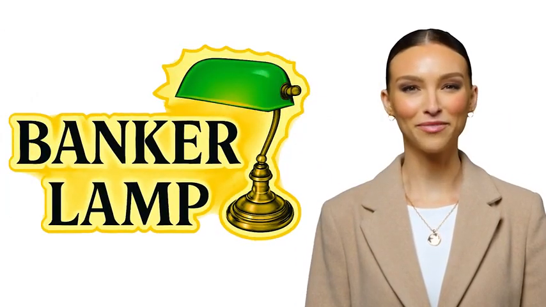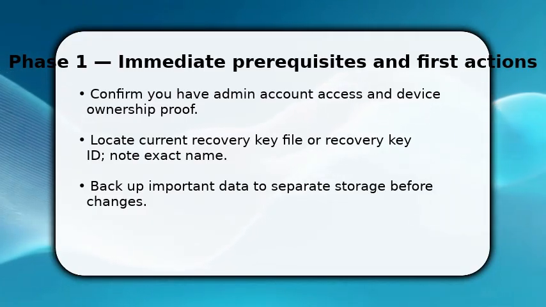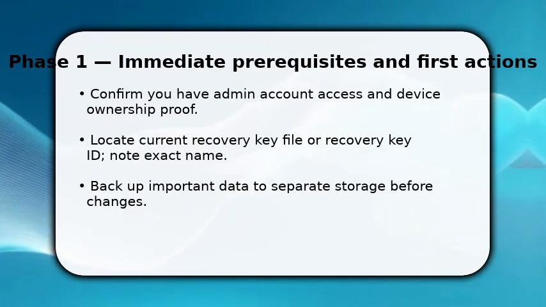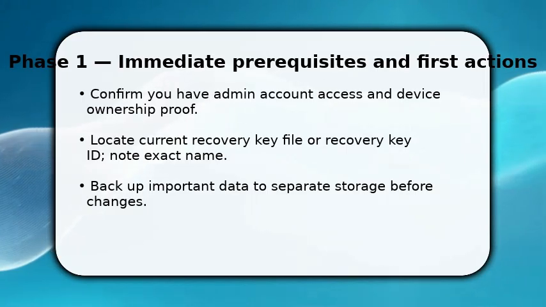Please enjoy the video. You start by confirming you have admin rights and proof of ownership. This matters because many recovery operations require elevated permissions. Once confirmed, locate the existing recovery key file or key ID and write down the exact file name so you don't confuse keys. Make a quick backup of critical files to separate media. This prevents data loss if rekeying triggers recovery mode.